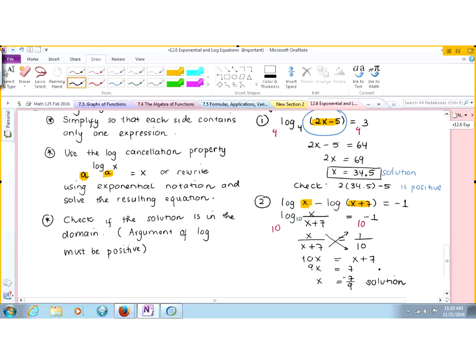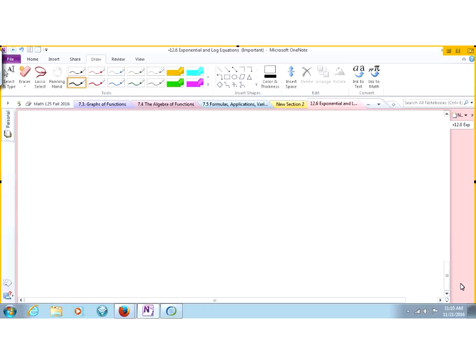So if this is negative 7 over 9, and then you check here, it makes this negative. So this is not a solution. So basically it's not in the domain. Log of negative 7 over 9 is undefined. So when you have one undefined, everything is undefined. Yeah, that's right. So far so good? Continue.